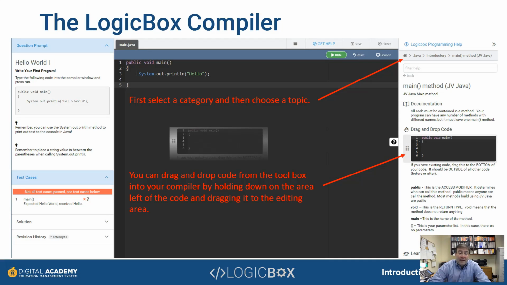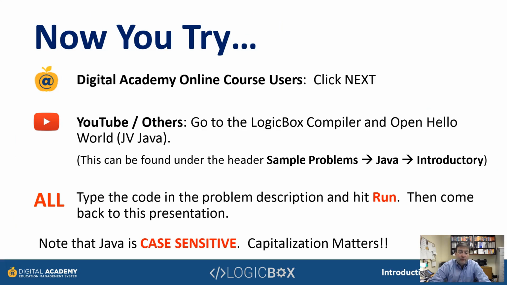The drag and drop code area is code that you can click on and drag into your editor. These are pre-built code blocks that you can use. We'll show you how to use those as we go through this course. But if you browse around, keep in mind that you can always drag these code blocks into your code. So that's it. Now you give it a try.